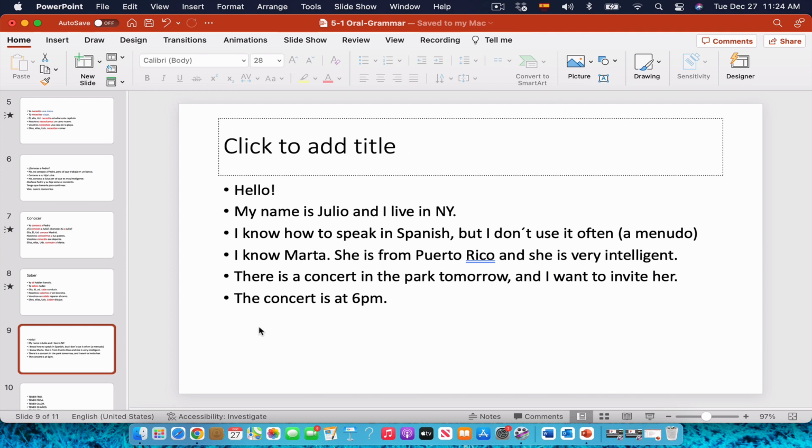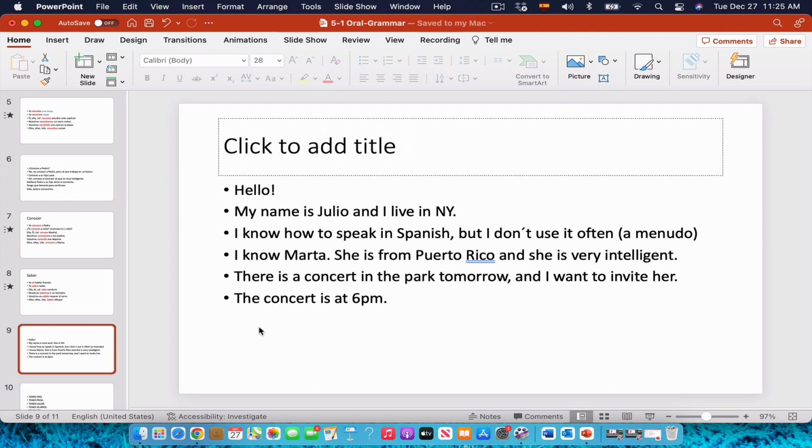I know Marta. In this case, the verb we have to use here is conocer because it's to be familiar with. And don't forget the A. So it has to be yo conozco a Marta. She is from Puerto Rico. Ella es de Puerto Rico. And she is very intelligent. Y ella es muy inteligente.